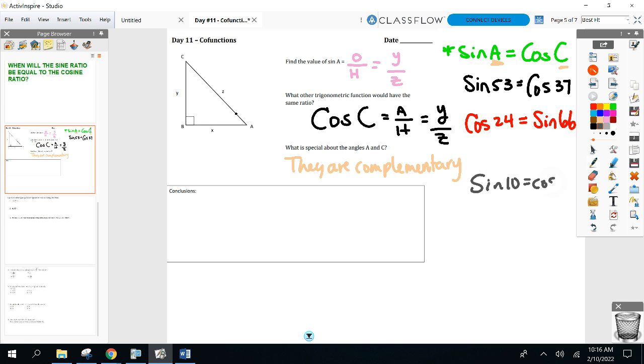All good? But now, and you don't need to write this down, if I do sine of 10 and cosine of 50, do you think those will be equal? No, why not? Because they're not complementary. Okay, sine and cosine only equal when angles add to 90.